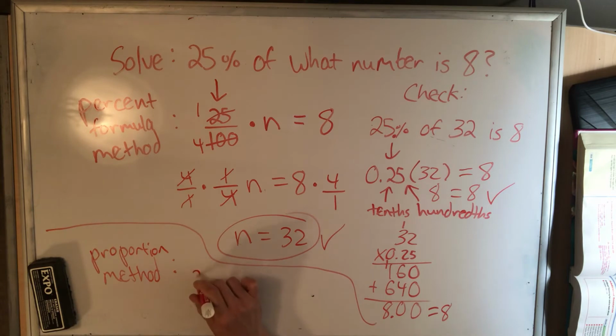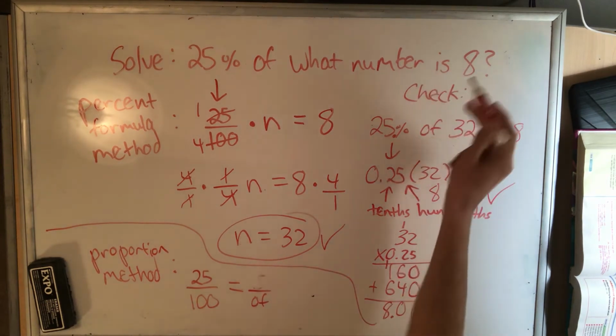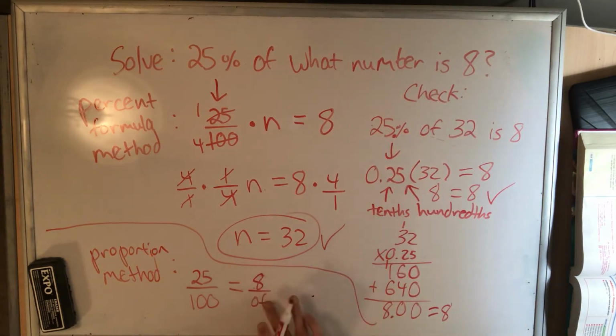So we have 25%, which is 25 over 100, and then the percent is always equal to the is number over the of number. The is number in this case is 8, because it says is 8, and the of number we don't know, that's what we're solving for. Let's use n to represent that. We have equal fractions, so we can cross multiply, so multiply the diagonals and make them equal to each other.